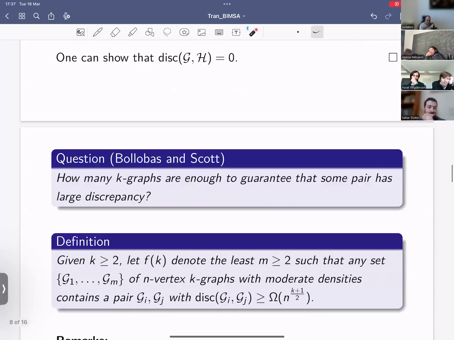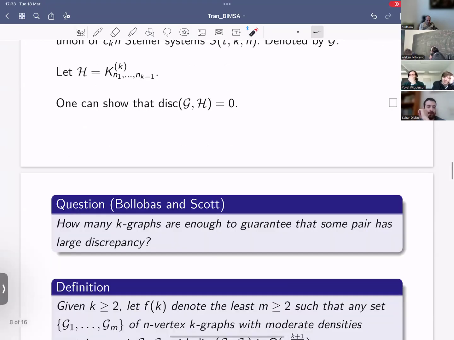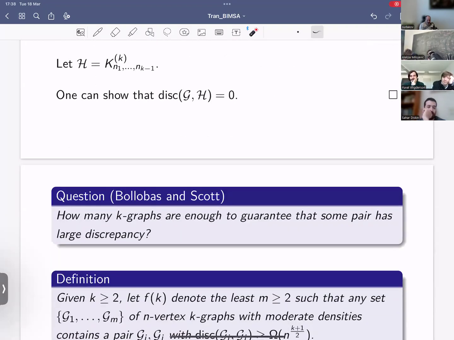So we have seen that by the Bollobás and Scott construction in the 3 uniform case, and by our construction in other uniformities, 2 hypergraphs are not enough to guarantee a large discrepancy. So the question actually asked by Bollobás and Scott is: how many k-uniform hypergraphs are enough to guarantee that some pair has large discrepancy?